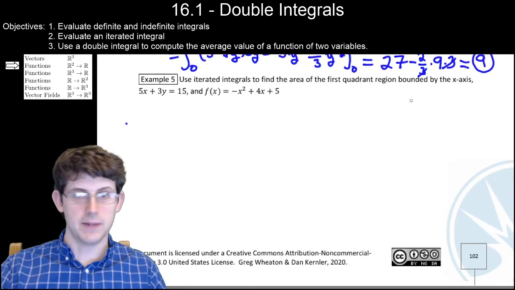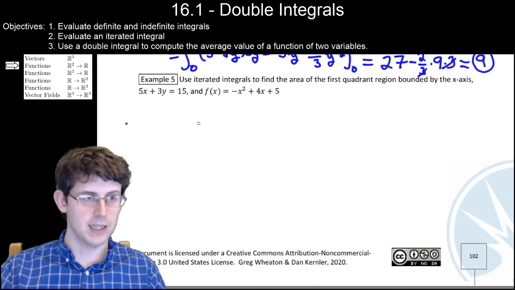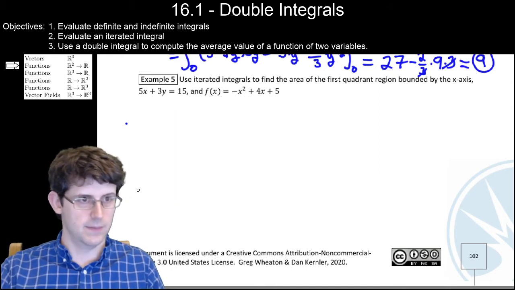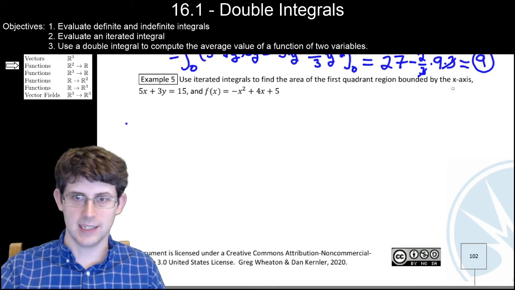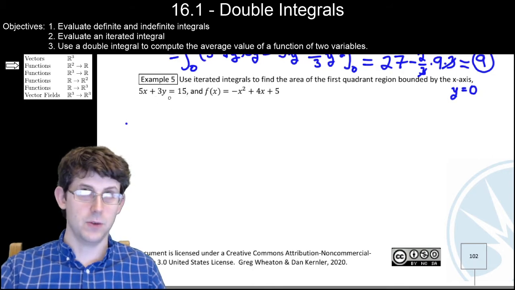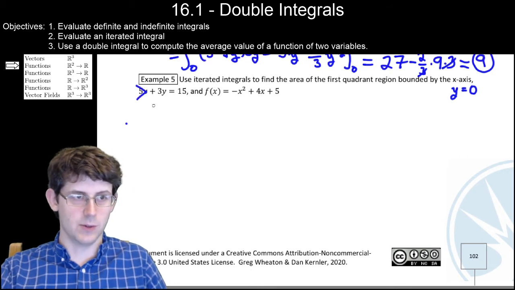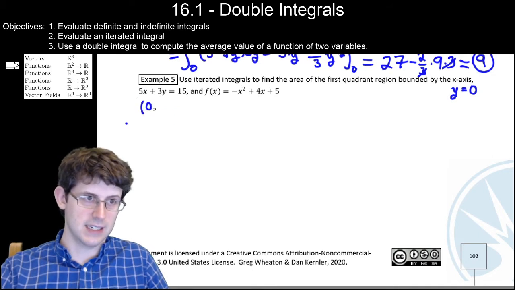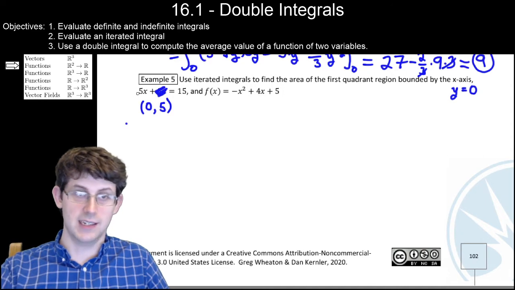Okay, let's do this one. We're trying to find the area between the x-axis, so this is y equals 0, and 5x plus 3y equals 15. In this form, you get the intercepts very easily. If you imagine x equals 0, then you can see that y equals 5. So if x is 0, then y is 5. And if you plug in y equals 0, you can see that x is 3.